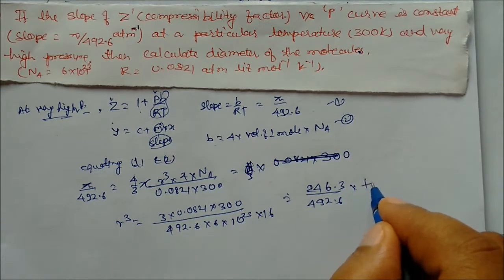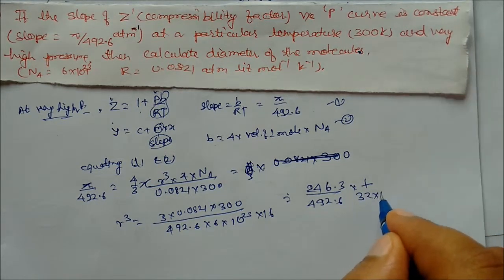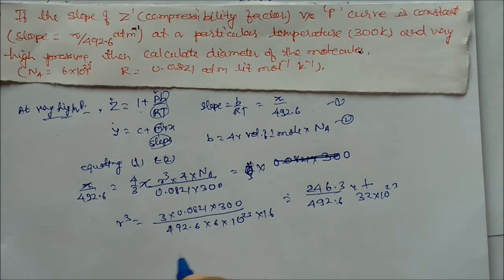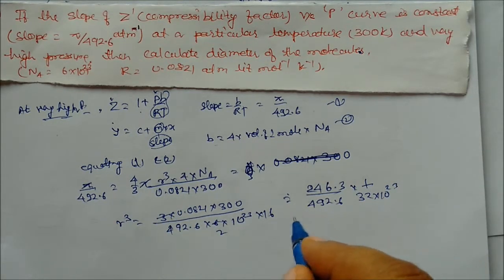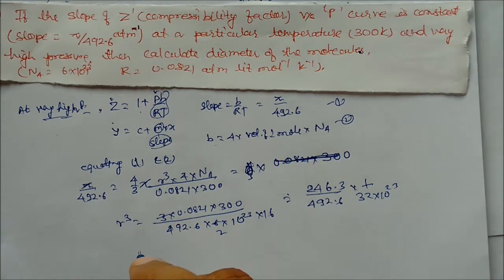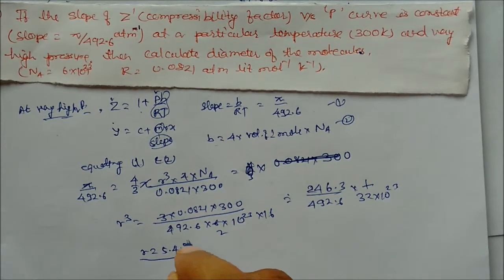And multiplied by 32 into 10 to the power 23, so I have calculated this. It will come like this: 32, divide by 2, 36, 32 is there. If you multiply this, you will get this value. So on solving here, R is equal to 5.4 angstrom, if you use a calculator.